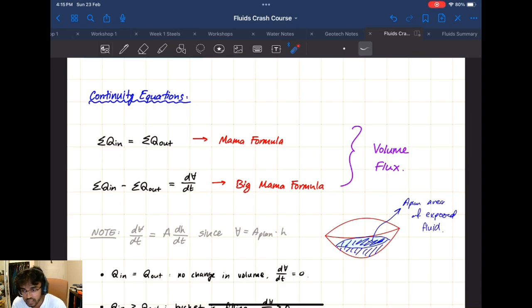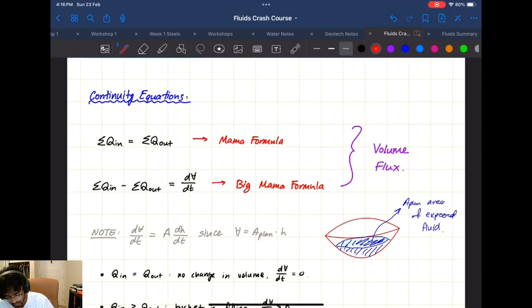The Big Mama formula is that the difference in the flux, the amount going in minus the amount going out, is equal to dV on dt. And I've written a note here that dV on dt is equal to A times dH on dt. A is our plane area. If you think about a bowl of water, the plane area is just the area of exposed fluid at the top. So this also relates to our volume, dV on dt.